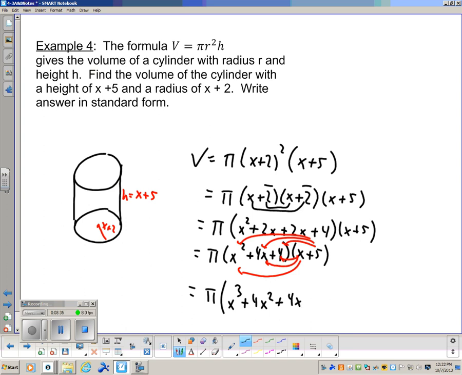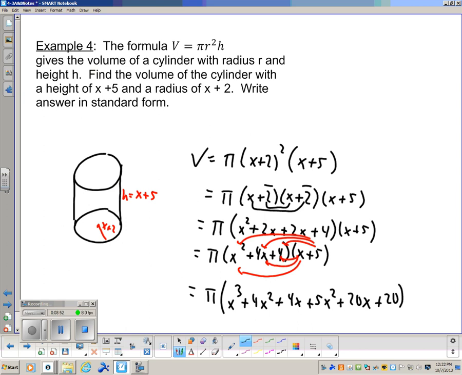So we took x times x squared, which gives us x to the third. x times 4x is 4x squared. x times 4 is 4x. Now we're going to multiply 5 times everything in there. So we've got plus 5x squared, plus 20x, and plus 20.